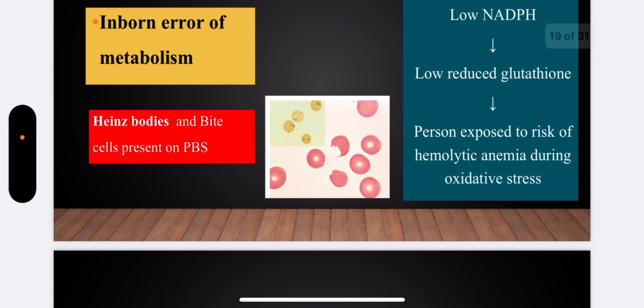Now we had seen two words here, Heinz bodies and bite cells. These are seen in case of G6PD deficiency anemia in peripheral blood smear. What are Heinz bodies? Red blood cells with the precipitates of denatured globin. These are the Heinz bodies and they can be revealed by supravital staining. As the splenic macrophages pluck out these inclusions, bite cells are formed.